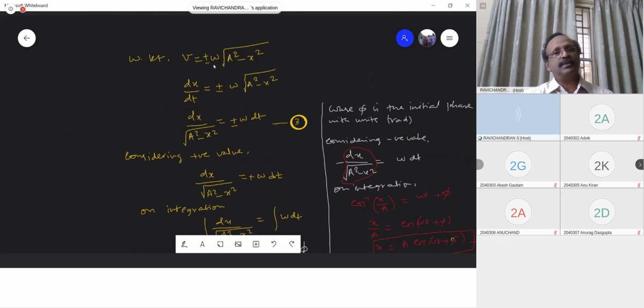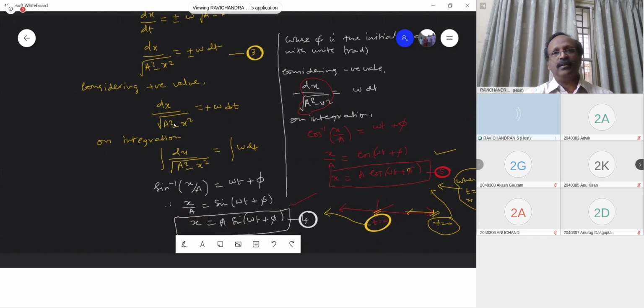I have started from this velocity. v is dx by dt. I got this equation, dx by something, which I brought to this value here, plus or minus dt. I have both a positive sign and a negative sign. First, I consider the positive sign. After doing this integration, I get sine inverse of x by a, equal to omega t plus phi. So x by a is equal to sine omega t. This equation is used when the time is starting from the mean position.